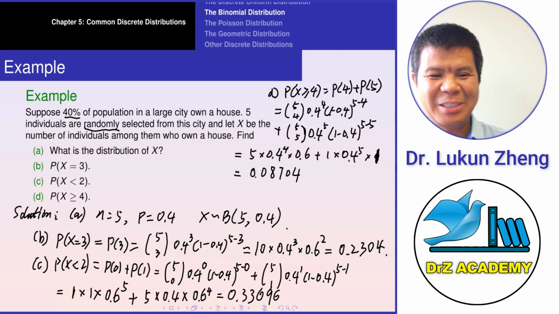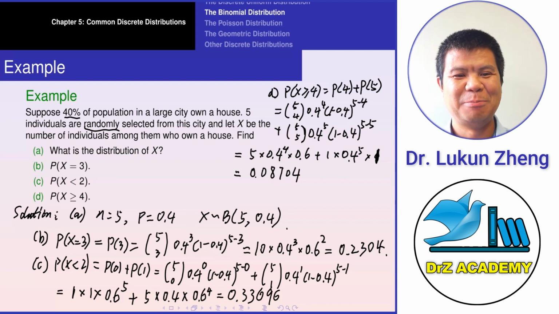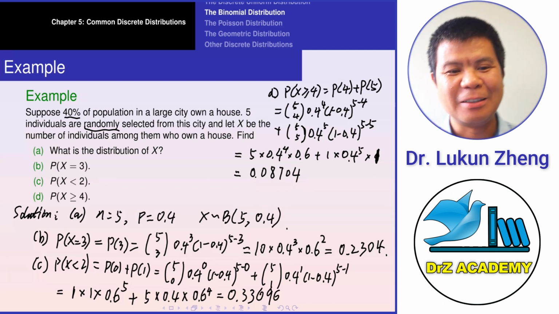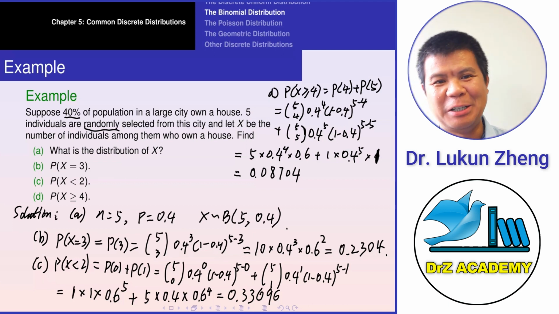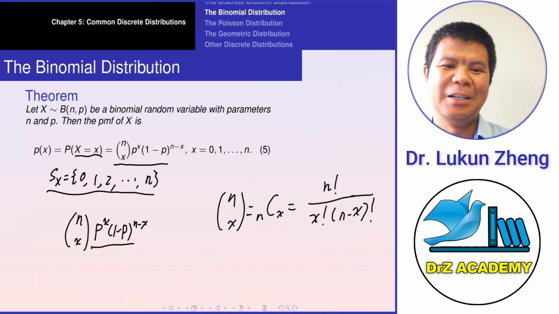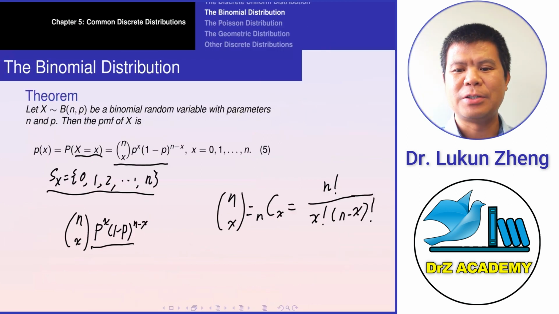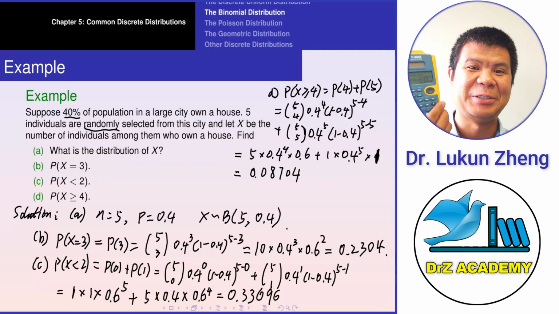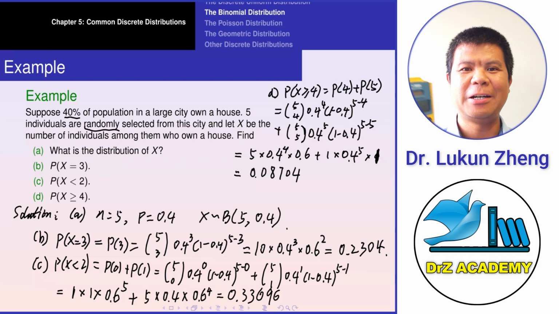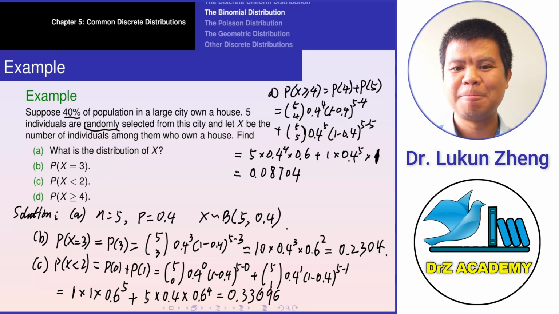So that's an example, right? About this example, you first need to know the distribution of x. It's a binomial distribution with parameters n is 5, p is 0.4. And after we got this, everything else is just using this PMF. Very good. Just be careful with the calculators, you need to know how to use the calculator to do the calculations.